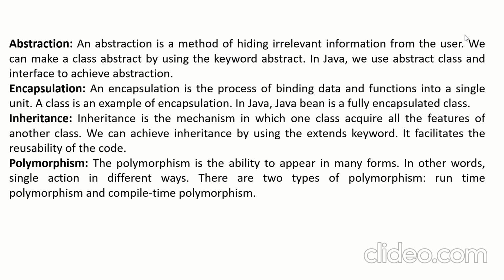Okay. Then polymorphism is the ability to appear in many forms. For example, in real life, if you are a student, you behave like a daughter or son at home, and you go to your school and you behave like a student. You're actually playing different roles. That's what polymorphism is, the ability to appear in many forms. In other words, a single action in different ways.